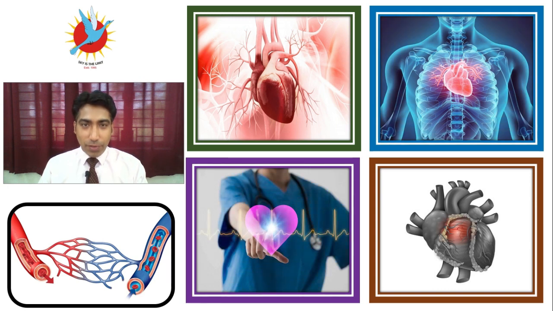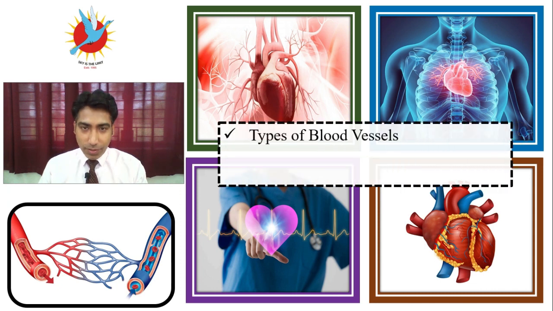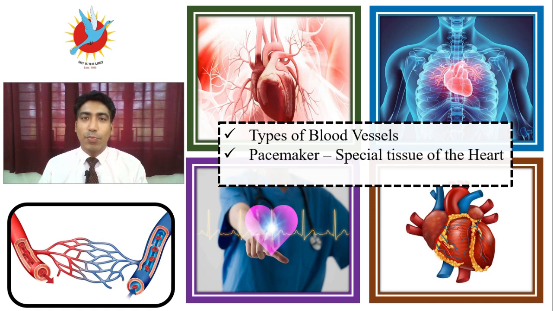So in our previous video we discussed the structure and function of the human heart. But this time we are going to discuss the types of blood vessels, and we will discuss the role of the pacemaker, which is a special tissue of the heart, and at the last we will discuss the lymphatic system and its role in our body. So are you ready to know more about the circulatory system? Let's begin in this chapter.